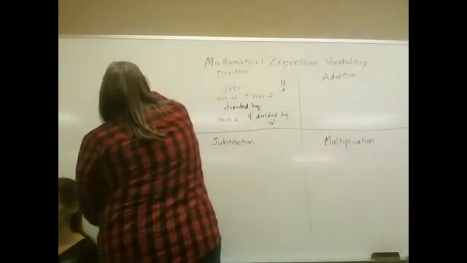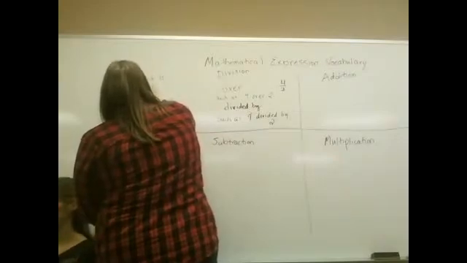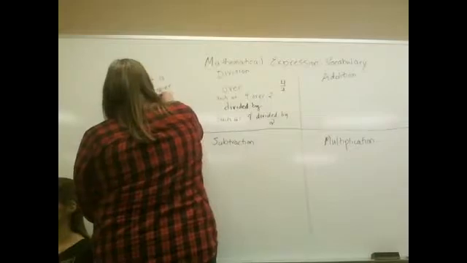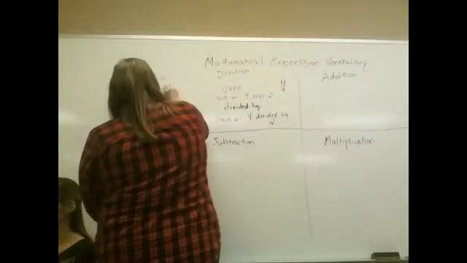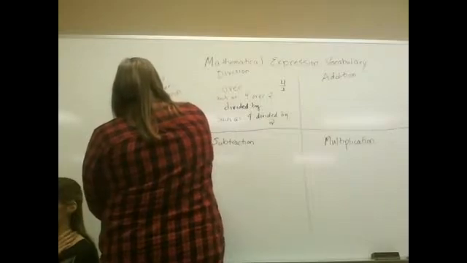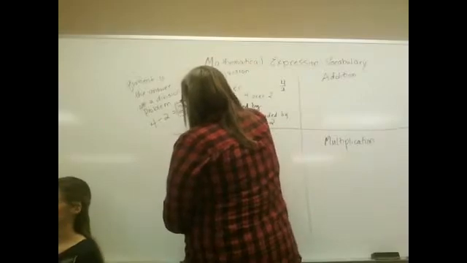All right, so the quotient is the answer of a division problem. And I'll get out of the way here in a minute so you can write this down. So for example, 4 divided by 2 is equal to 2. This 2 right here, this is your quotient.